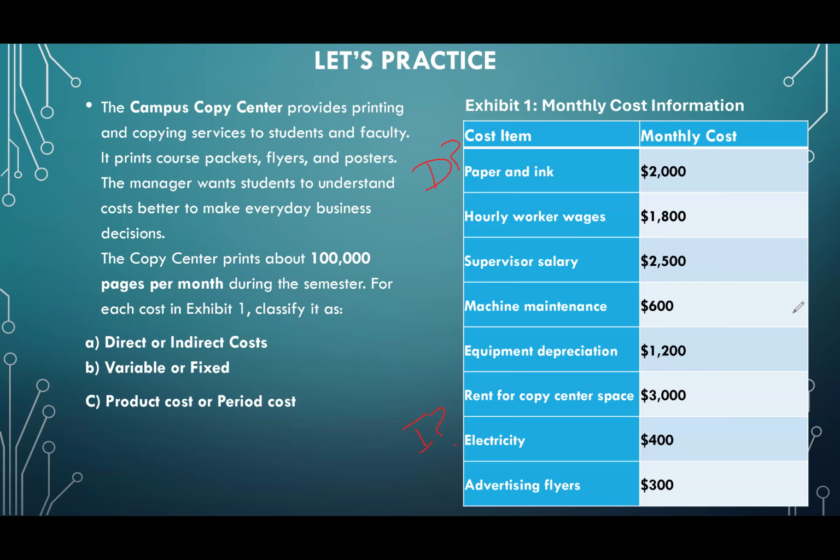Each time you are asking a question, if I make one more print, will my cost go up or go down? If the answer is yes, it is a direct cost. If the answer is no, then it is an indirect cost. Typically, we say that material and labor are direct costs and most of the other overheads are indirect costs. We will learn to separate them on the next slide.